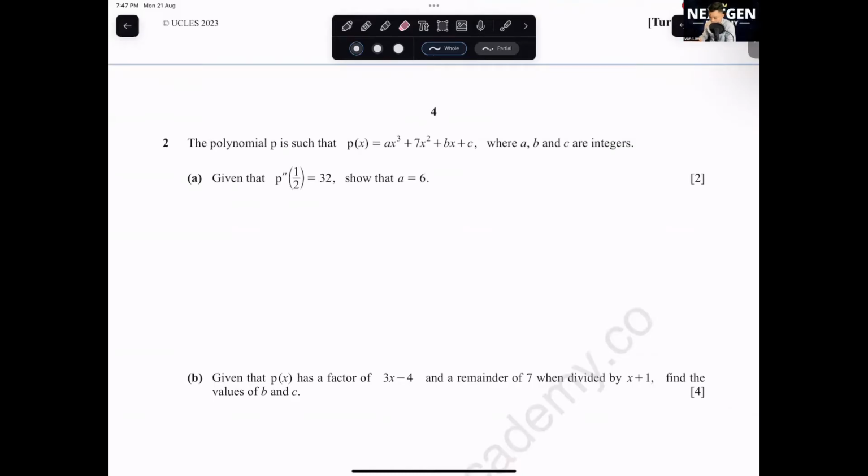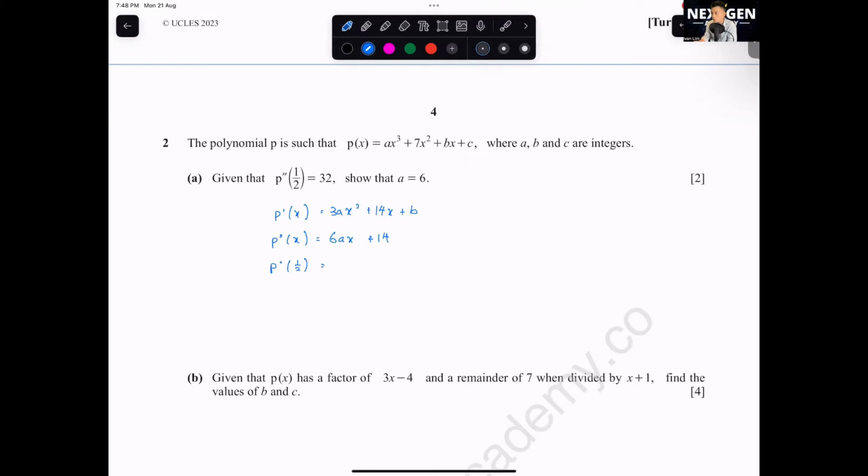Okay, question 2. The polynomial p is such that p(x) equals ax cubed plus 7x squared plus bx plus c. Given that p double prime of 1/2 equals 32, show that a is equal to 6. Okay, so double prime means your second derivative. So you need to differentiate p(x) first. So you get p prime x equals 3ax squared plus 14x plus b. Okay, p double prime x, you will get 6ax plus 14.